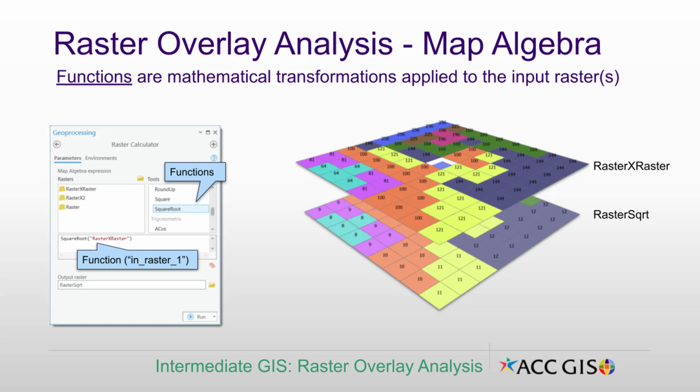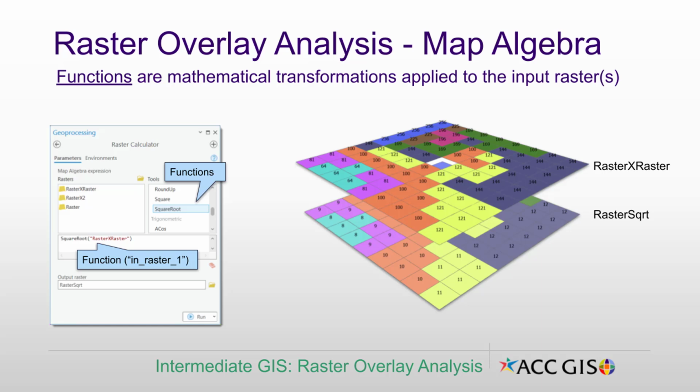In addition to operators, another action that we can apply to our input rasters are functions, which are mathematical transformations applied to the input rasters. And in the raster calculator example on the left there, you can see some examples of functions: round up, square, square root. And in this particular example, we're utilizing the square root function on the in raster, which is raster x raster. And so what this means is we're going to calculate the square root for every cell in raster x raster. And then that is going to be saved to the output, which in this case is raster sqrt, or square root.